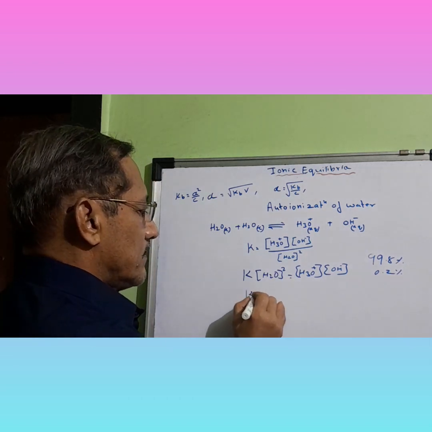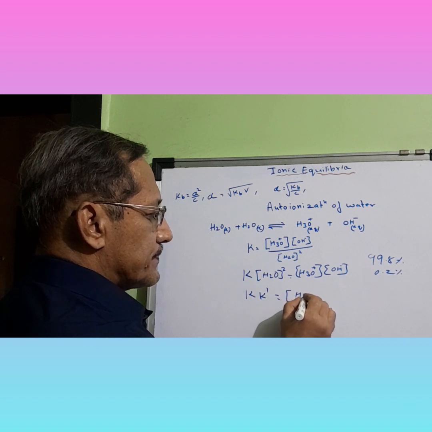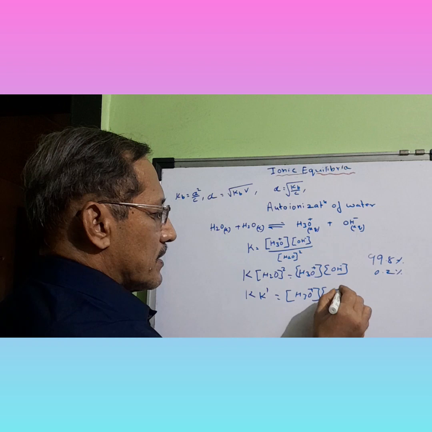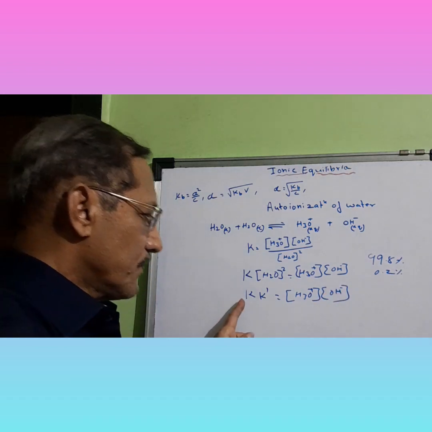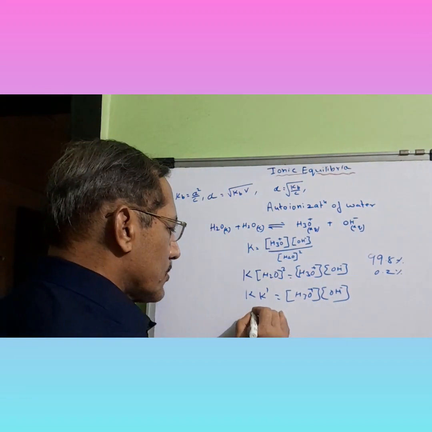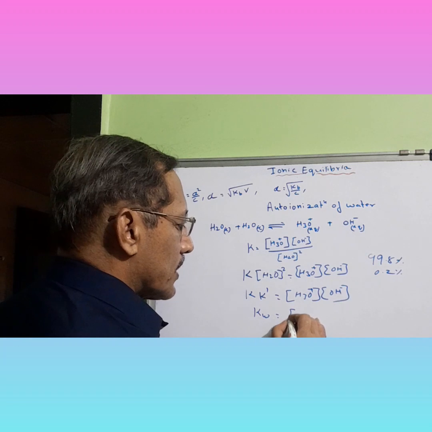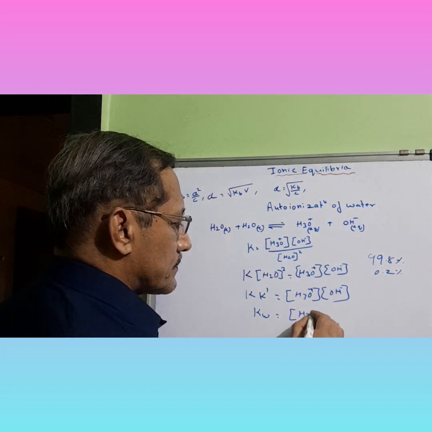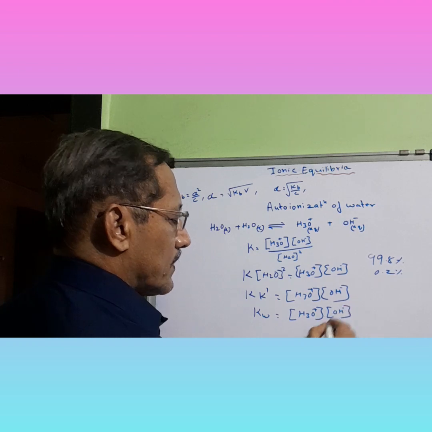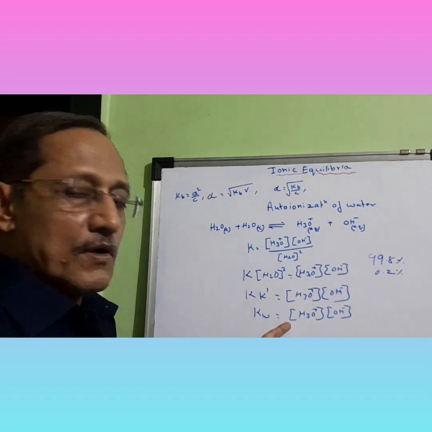Keeping that in mind, we assign it yet another constant, which we call K prime, equal to H3O plus concentration times OH minus concentration. These two constants, when we multiply, become yet another constant, and that constant we call the ionic product of water. Why? Because this is the ionic product, so this constant is the ionic product of water.